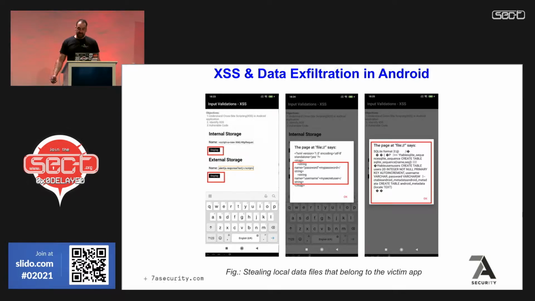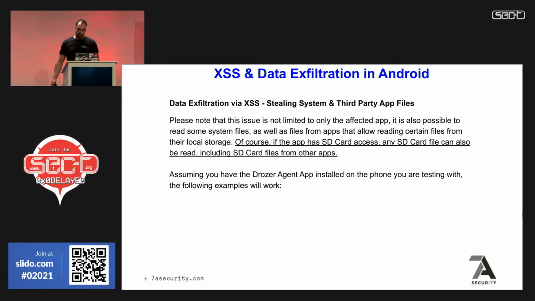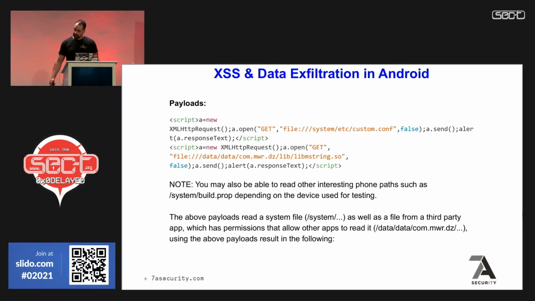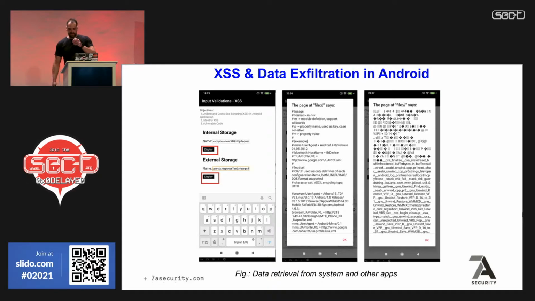So you can see there we have the alert of the user credentials, the password, and so on, and then the same with the SQLite database. In the SD card, I already explained this. And then you can also read files from the phone, right? As long as the application has permissions to read the files, you can read files like, for example, the phone configuration or even files from other applications, as long as the permissions of the file allow you to read this. So this is how that would look.